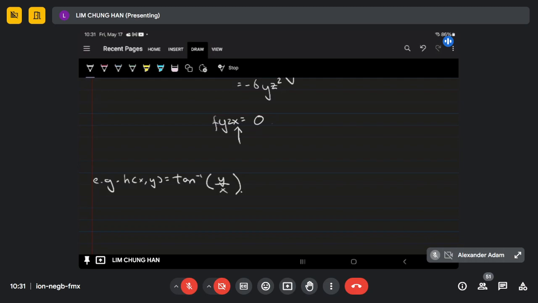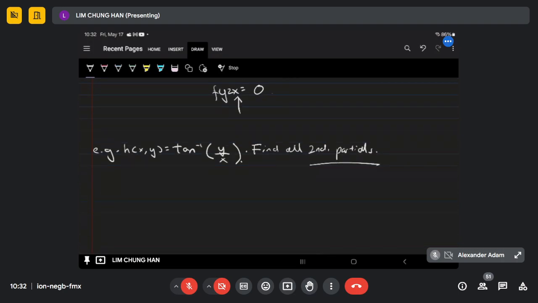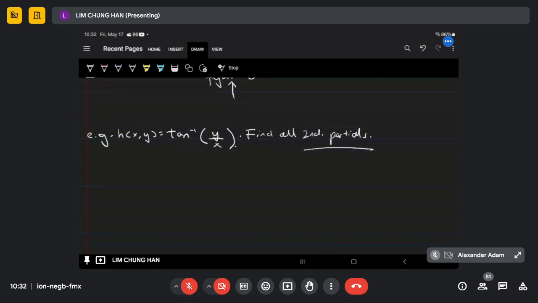What is inverse of tangent? What I want you to do here is find all second partials. Do you know what this means? Second partials. Everything we've done up to this point is actually partial derivatives. First partial is when you differentiate one time.